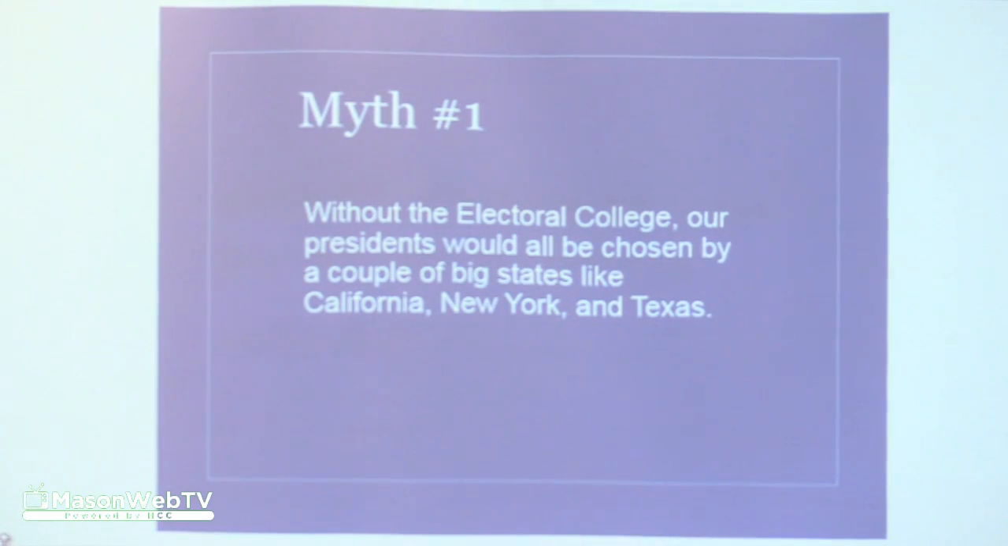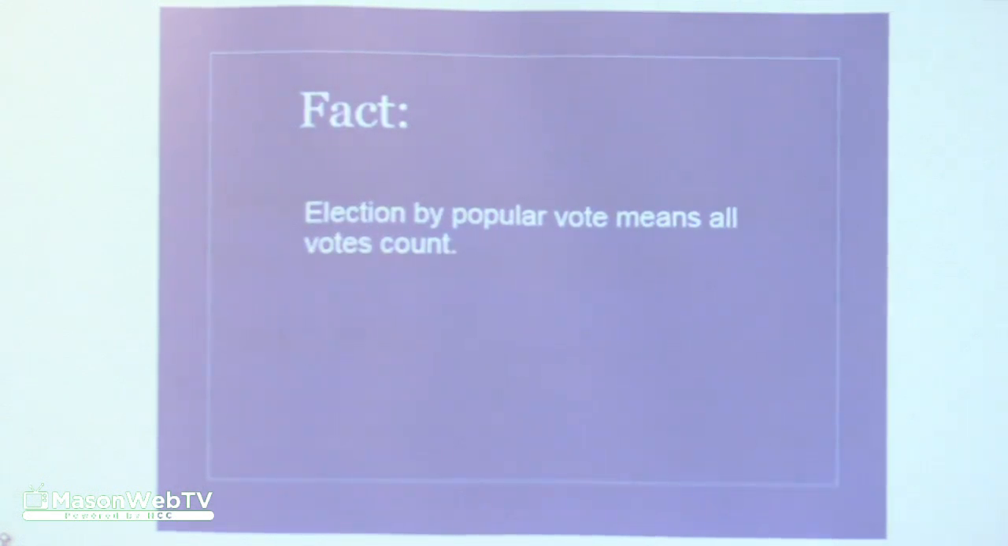Myth number 1, without the Electoral College, our presidents would all be chosen by a couple of big states like California, New York, and Texas. The fact is that direct election by popular vote would ensure that every person is equally represented regardless of where they live.